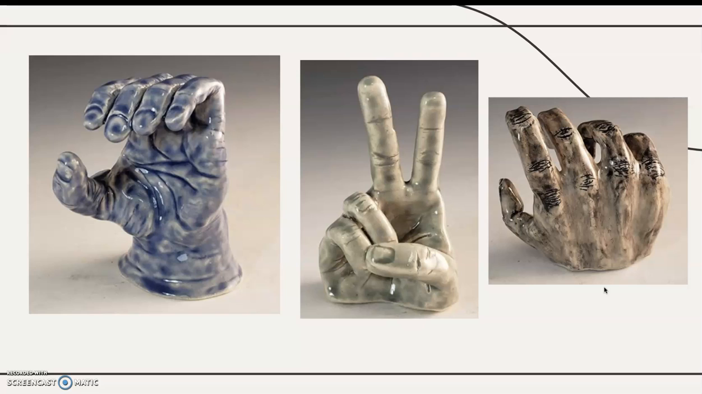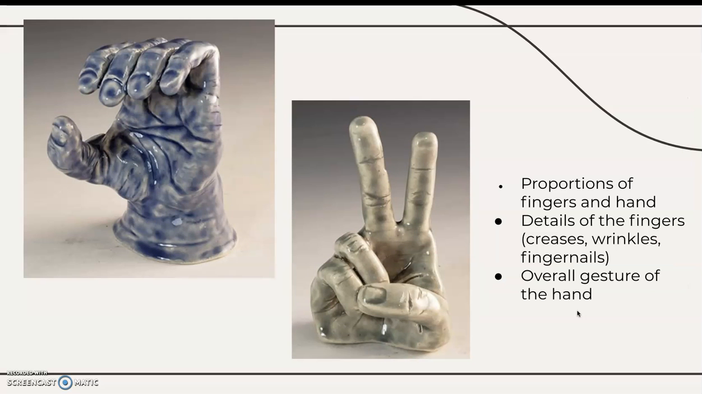Now, your hands, those should still have details such as the fingernails, the creases on the outside of the hand, creases on the inside of the hand, proportion. So we don't want to forget about the other parts of your hand. We're going to be able to see your sculpture in the round, which means we can see the back, the front, and the sides of the hand.